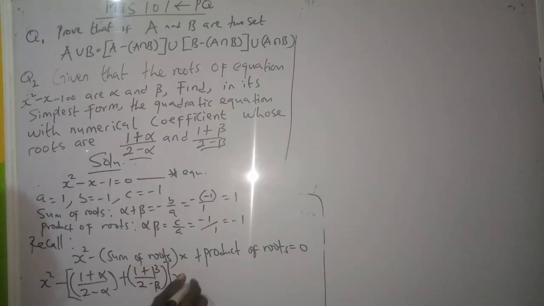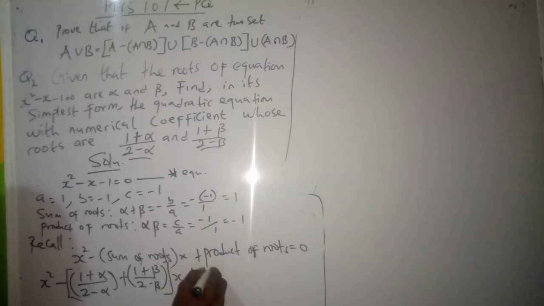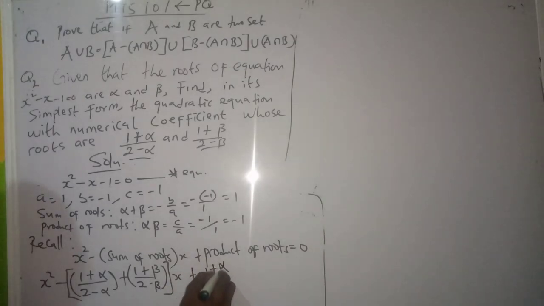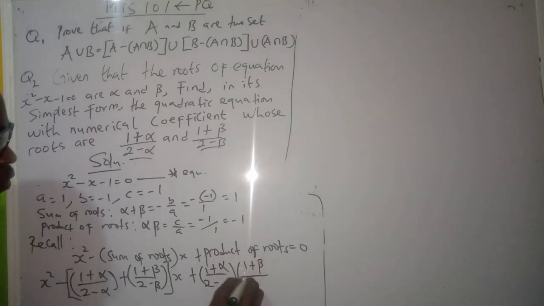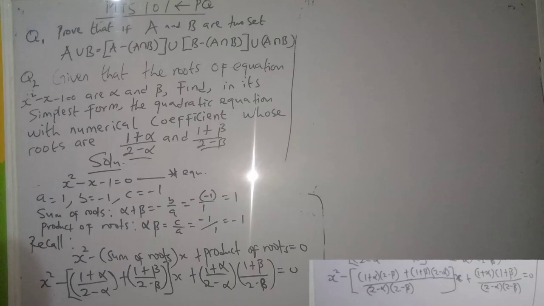Then you put your x back plus the product of roots, you times it. The product is 1 plus alpha over 2 minus alpha multiplied by 1 plus beta over 2 minus beta. No stress about that one. Alright, so equals to 0. Alright, so are we together here? So now we have x squared minus into the bracket.